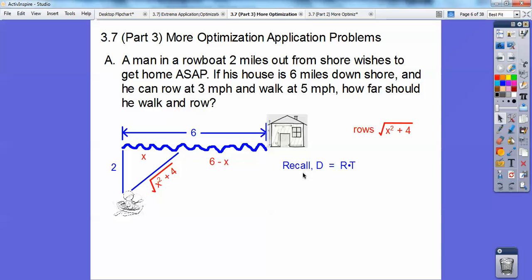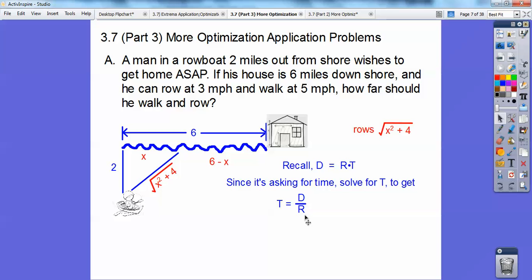All right, recall distance equals rate times time. And so how far should he walk and row? We want to solve for time because we want to minimize the time. He wants to get there as soon as possible. So I solved this for t, and this is the formula I'm going to differentiate.